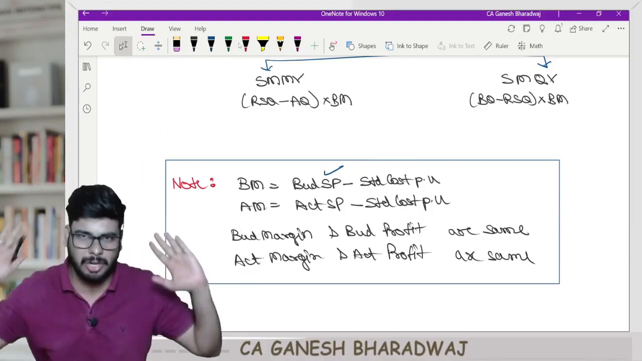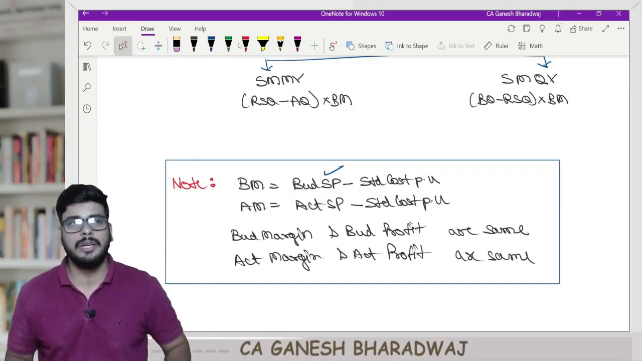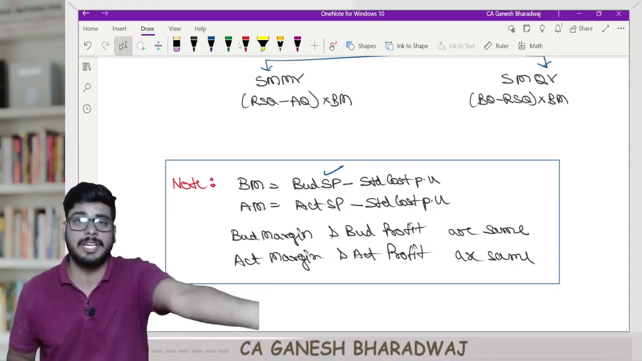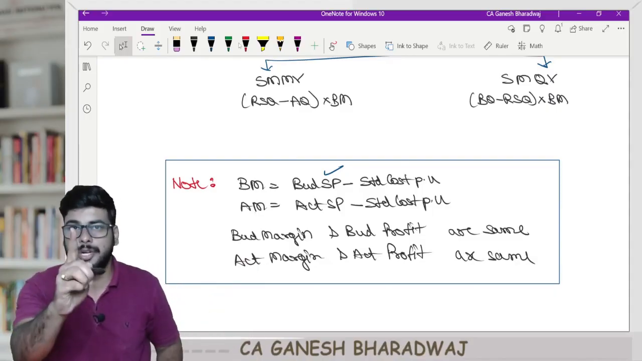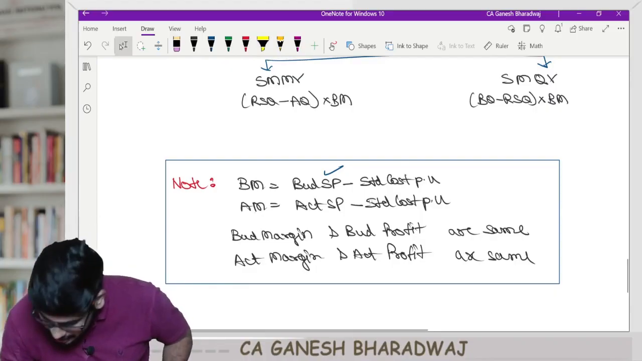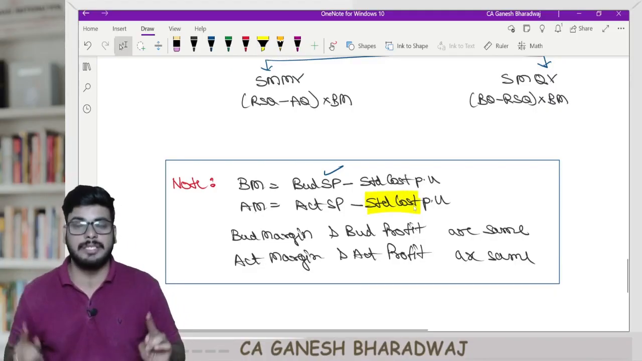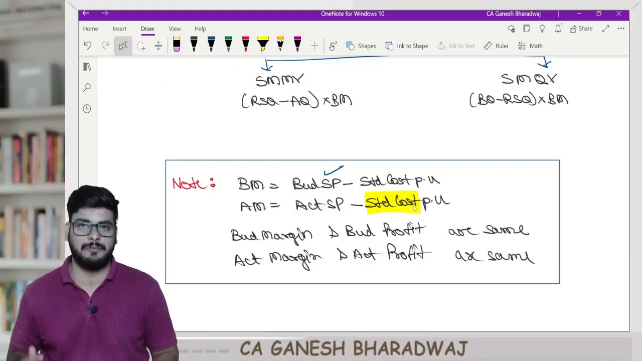Basically, budgeted cost per unit. Clear with this? Anything you can call it. Actual margin, what will you think? Sir, actual selling price minus actual cost per unit. No, it is actual selling price minus standard cost per unit only. Are you clear with this? It is actual selling price minus standard cost per unit only.